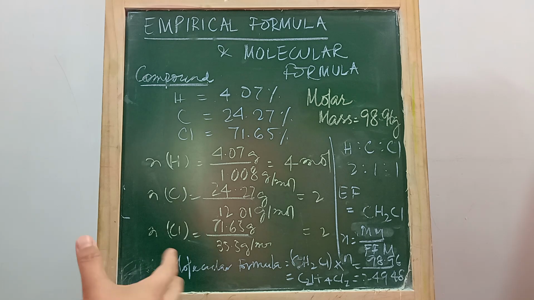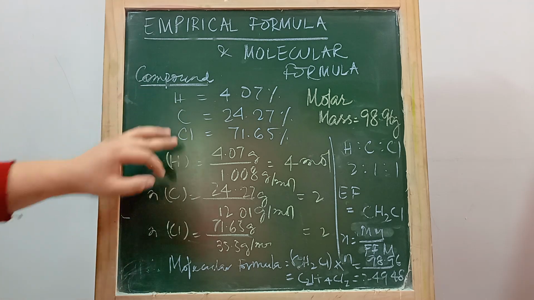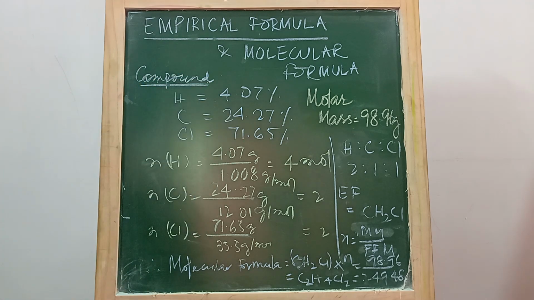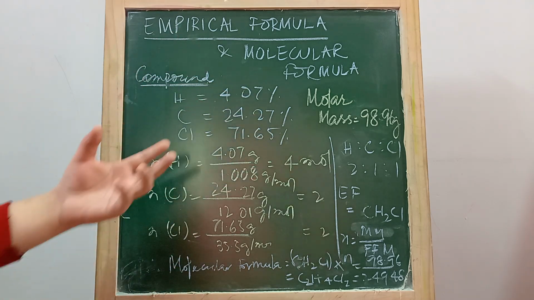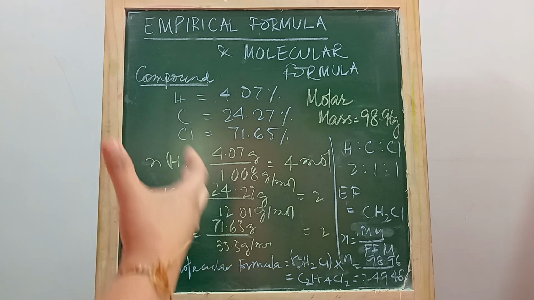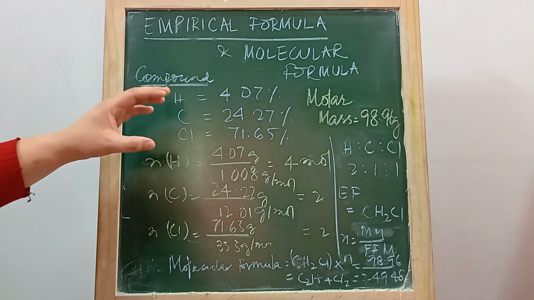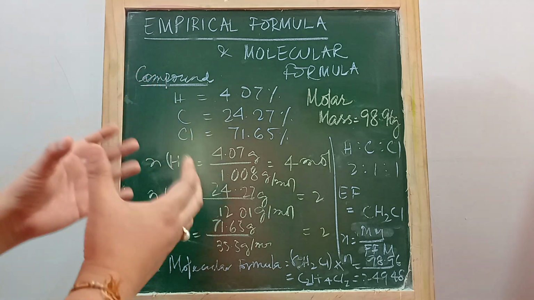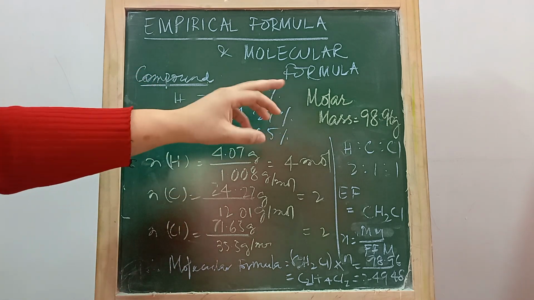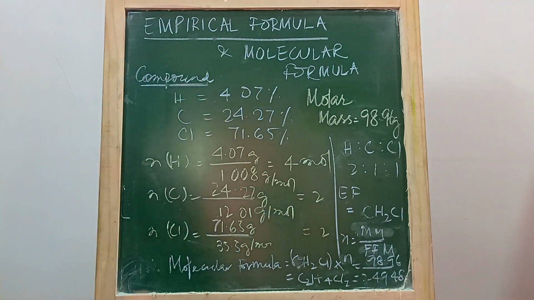So for example, in the textbook, they have given a compound which contains hydrogen, carbon, and chlorine, three elements, and their percentages are given. 4.07% of the compound is hydrogen, 24.27% is carbon, and 71.65% is chlorine. This is called mass percent, the percentage of the mass of the substance in that compound. So we will assume that the given compound is 100 gram. So in 100 gram of the compound, there will be 4.07 gram of hydrogen, 24.27 gram of carbon, and 71.65 gram of chlorine, right?